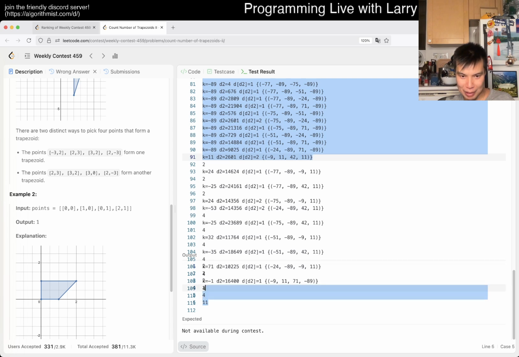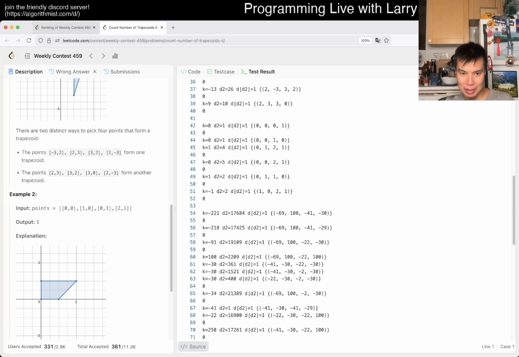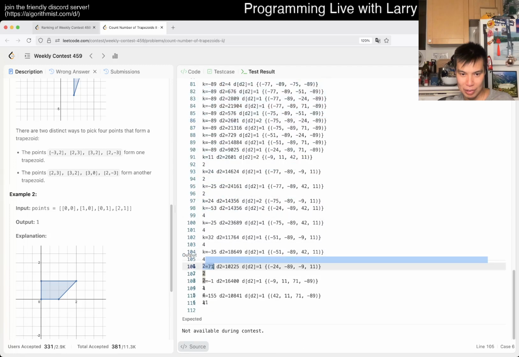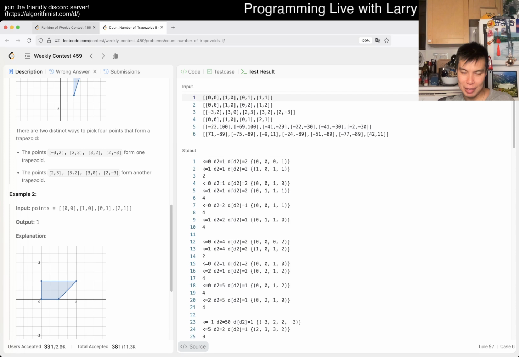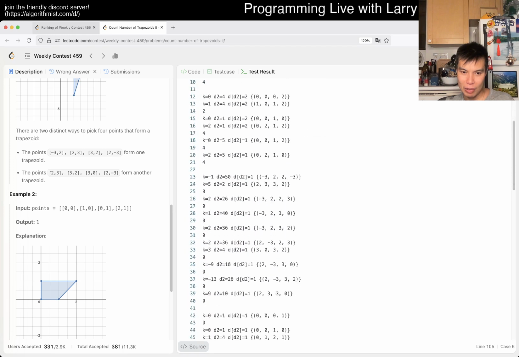This is 11, but I don't know what we're printing anymore because LeetCode is stupid. I blame it on LeetCode. Okay, 2, 2, 4, 2. Like, is it just double counting? I don't know. This is 4. Is it always a multiple of 4?